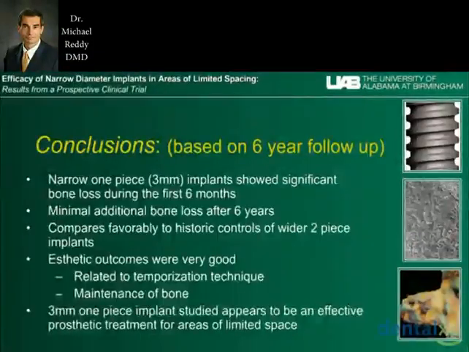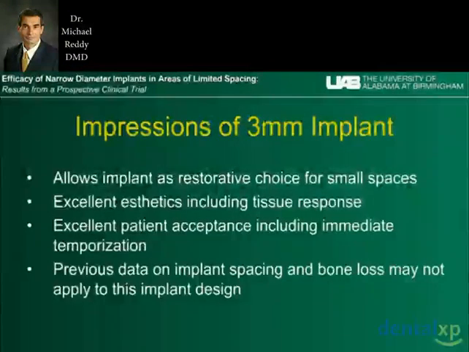So what can we conclude at this point? That narrow one-piece implants showed some bone loss initially, but long-term, over the first year, it stopped. It may be related to that design. These implants compare very favorably when we compare them to the traditional wider two-piece implants that we're used to using. The aesthetics were very good, and they seem to have very good maintenance of bone, and so they may be an effective choice for areas of small, narrow spaces we need to get into.